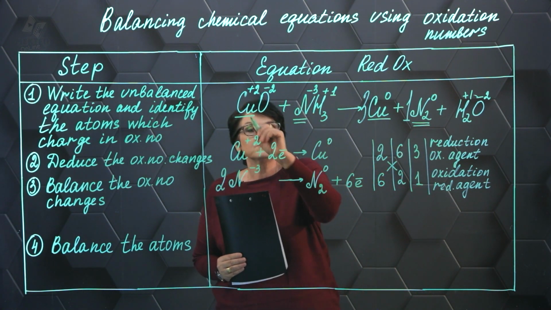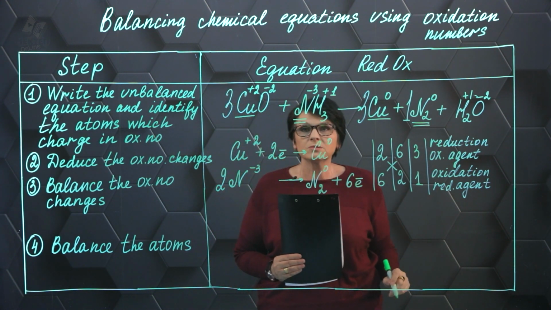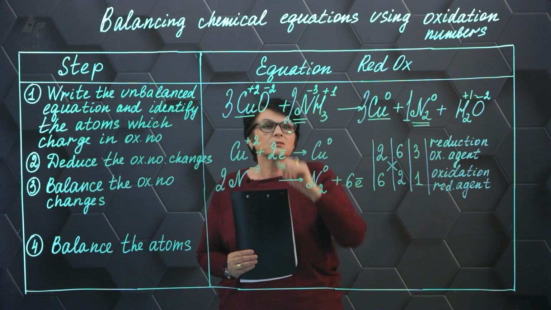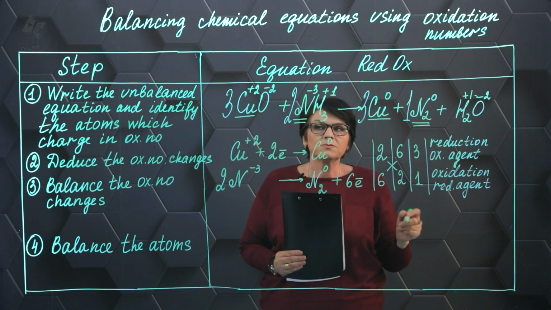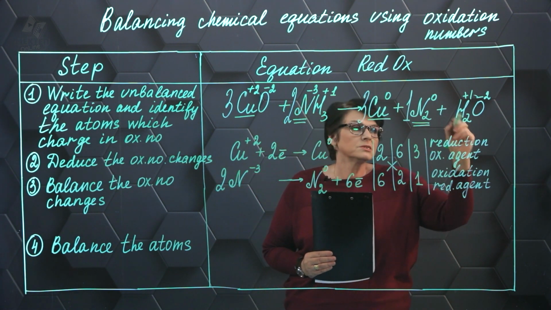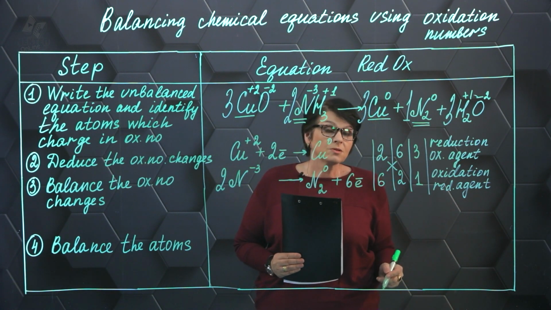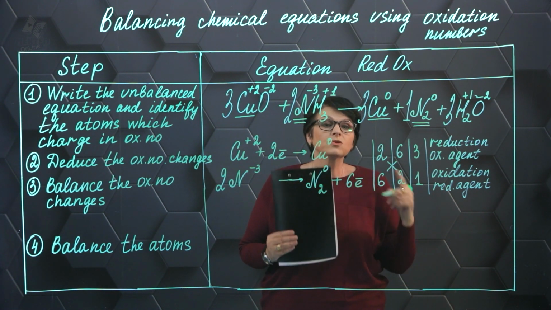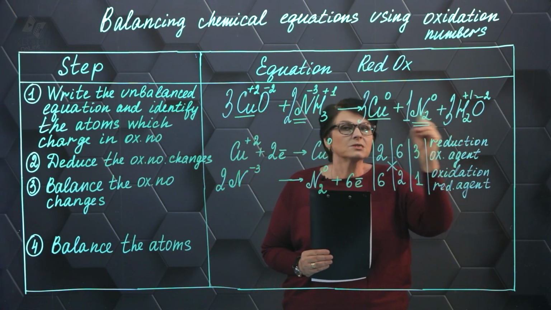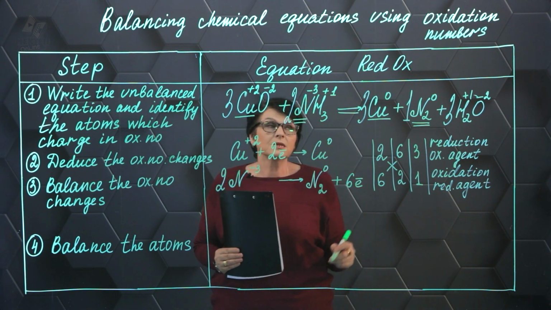So copper on the left side is 1, on the right side is 3, so before cuprum O we put 3. Nitrogen on the left side is 1, on the right side is 2, so 2 before NH3. Now check the hydrogen on the left side. We have 2 by 3, 6. Here we have 2, and then to the water formula we put 3. And usually in these reactions you check for oxygen. Oxygen on the left side is 3, and on the right side is also 3. That's it. We have completed all the steps.